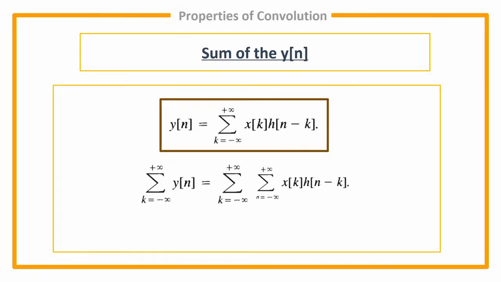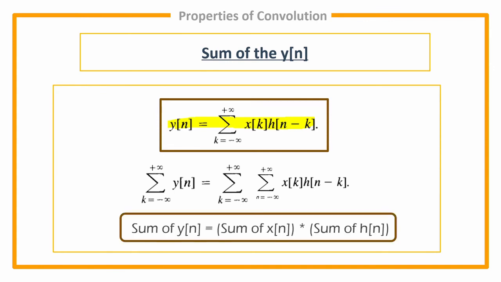We now know that this is the expression for the convolution sum. And now if we need to find the sum of all the outputs y of n, we put a summation. And we find that after all the calculations, the sum of y of n equals the sum of x of n times the sum of all values of h of n.